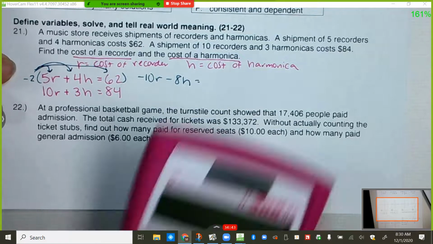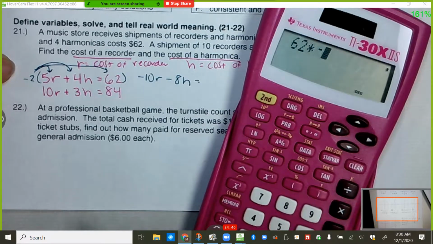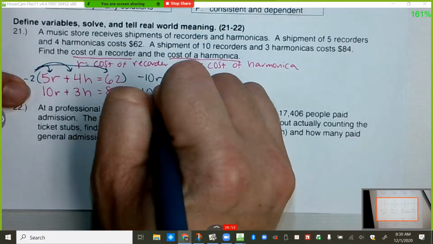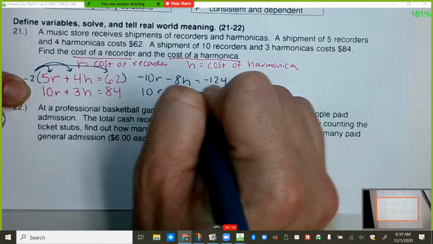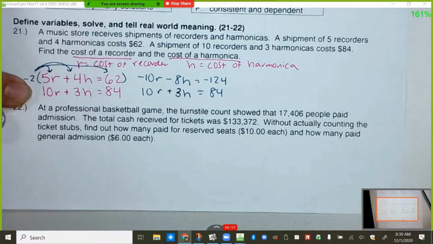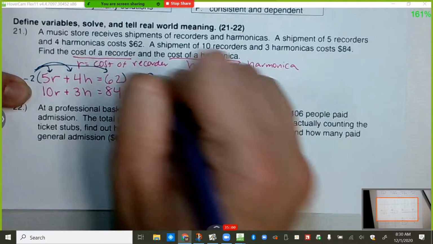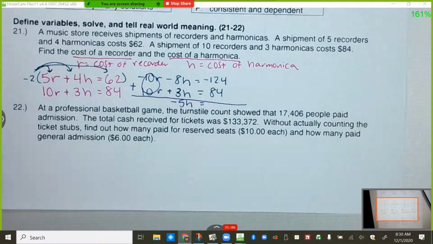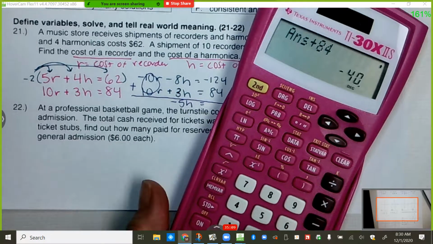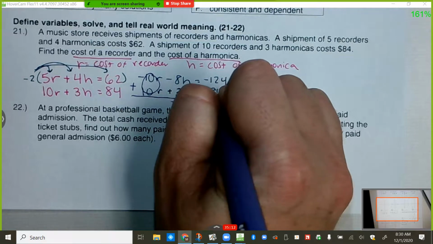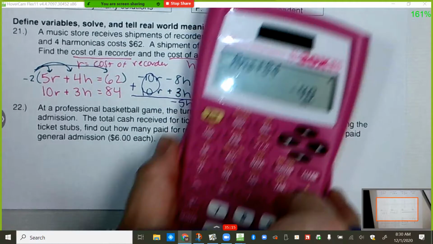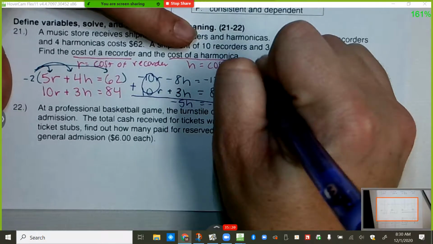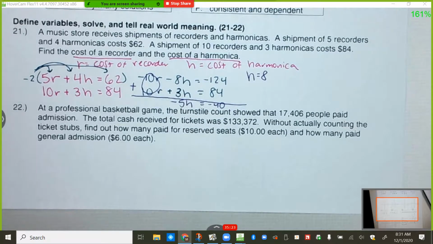And then what does that give me? 62 times -2. It's -124. I'm going to rewrite 10R plus 3H equals 84, and I'm going to do big addition. These zero out, and I get negative 5H equals, so plus 84, negative 40. Divide both sides by negative 5, and I get 8. So harmonicas cost $8, but I still need to figure out how much a recorder costs.